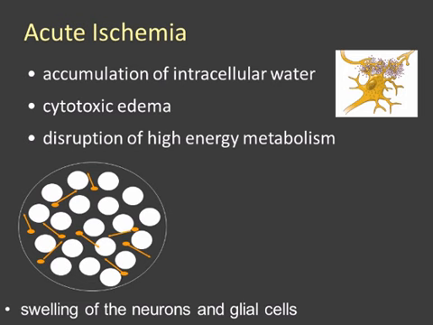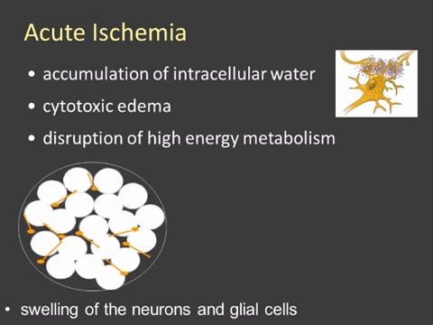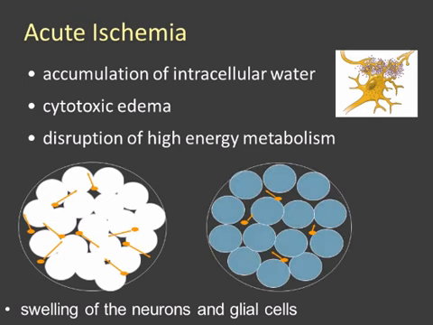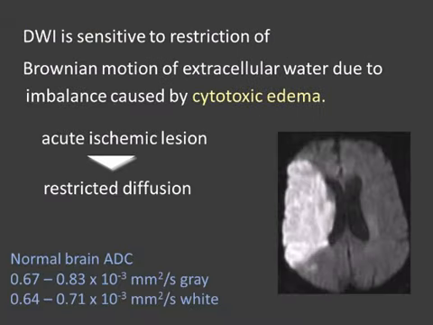Basically, in stroke, we have accumulation of intracellular water. We have a cytotoxic edema. We have disruption of high-energy metabolism. And what it really means, we have a swelling of neurons and glial cells. So the neurons will be swollen. So if you look at the movement of water molecules between these swollen neurons, they certainly will be decreased. So that's what we have, actually, restricted diffusion in acute ischemia.